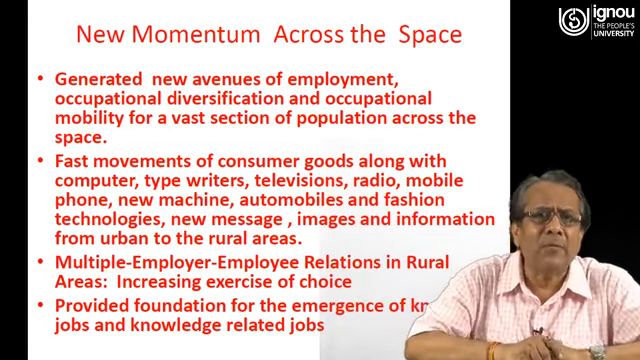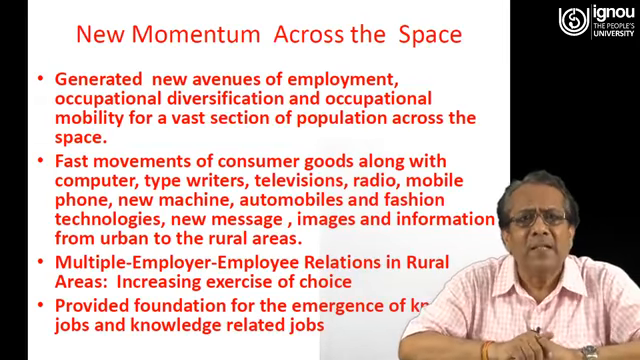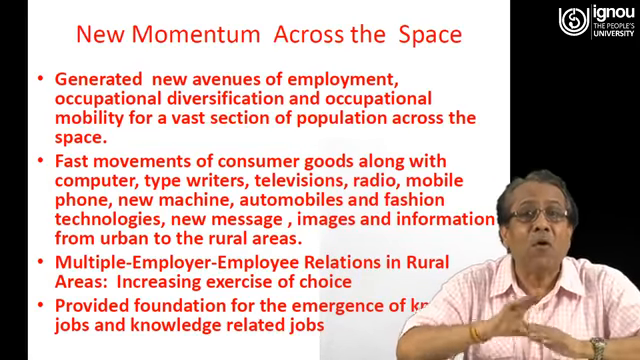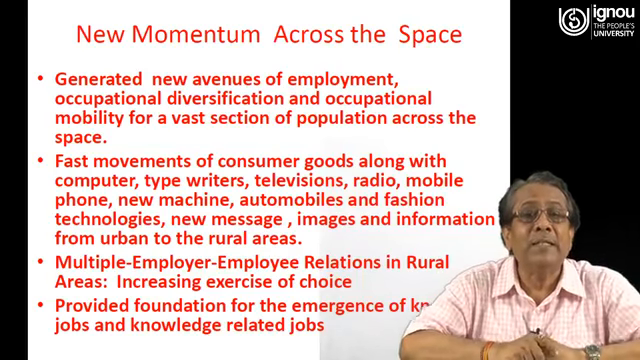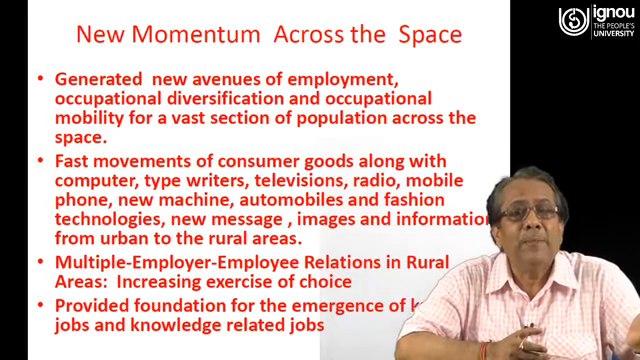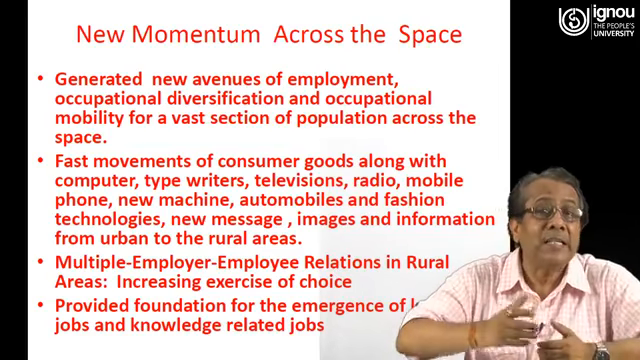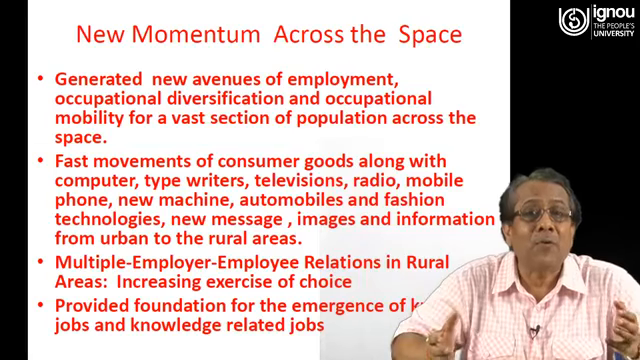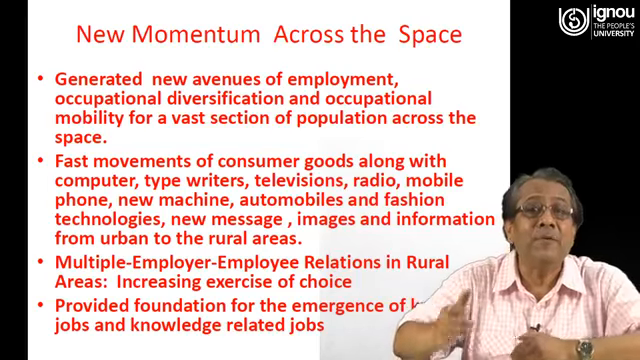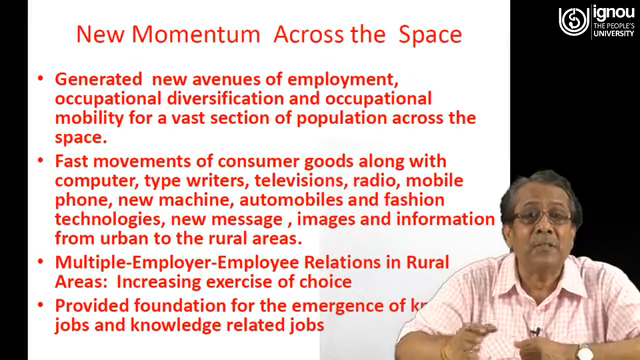Along with this new direction, we can confidently say that a new kind of momentum has taken place across space. What kind of momentum? It has generated new avenues of employment, occupational diversification and occupational mobility for a vast segment of the population. Because our gross enrollment ratio in higher education has increased. When it has increased, obviously there will be more and more occupational diversification. They will need more avenues of employment. So we find there are new avenues of employment, occupational diversification, and also occupational mobility of a vast section of the population across space.